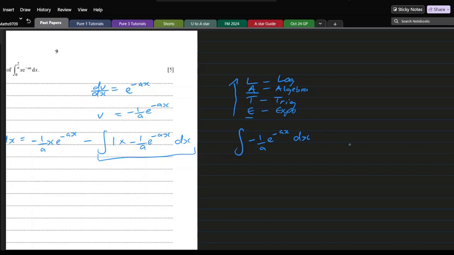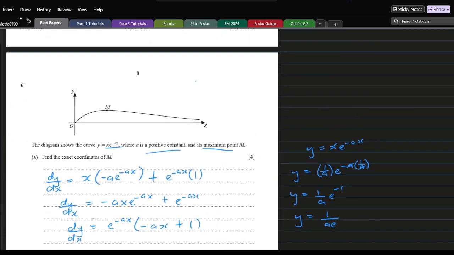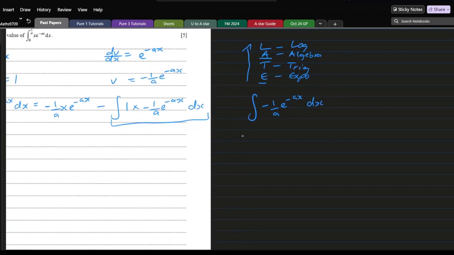So I believe a is a constant, right? It has to be, otherwise, yeah, a is a positive constant. Okay, so we can take the negative 1 over a outside our integral sign. Negative 1 over a, the integral of e to the negative ax with respect to x. And now we know that if we integrate e to the negative ax, we get negative 1 over a e to the negative ax. So this becomes negative 1 over a times negative 1 over a e to the negative ax, which is 1 over a squared e to the negative ax.